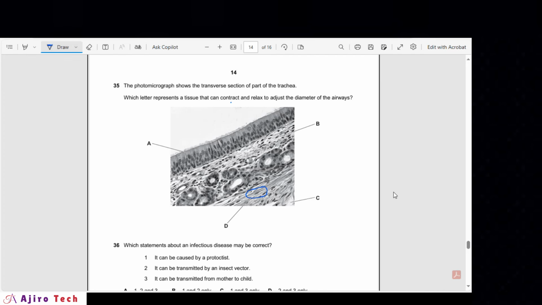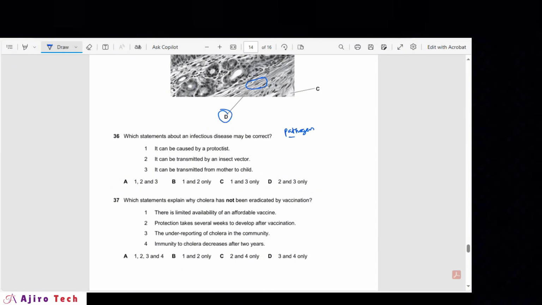Which statement about an infectious disease may be correct? An infectious disease is caused by a pathogen and transmitted from an infected person to a non-infected person. And usually we have some infectious diseases that are carried by vectors, like malaria, like sleeping sickness, carried by insect vectors. So we can actually have infectious diseases carried by vectors or passed from the host to a non-infected person.